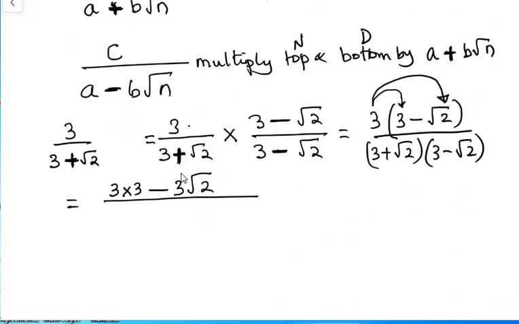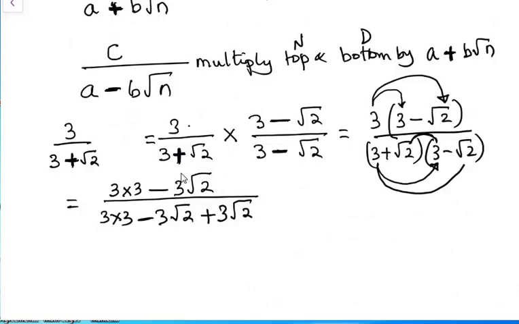Now, for this one, we're going to apply that same rule. This 3 will multiply this 3, so we have 3 times 3. And this 3 will multiply this minus 2, we have minus 3 root 2. And then we have this 3 will multiply this root 2. This will be plus 3 root 2. Then we have plus root 2 multiplied by minus root 2.